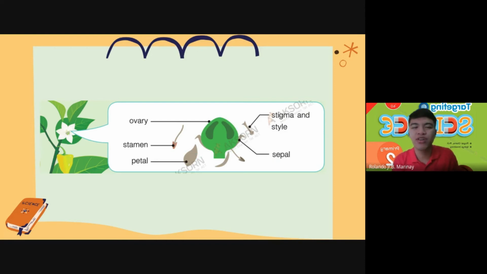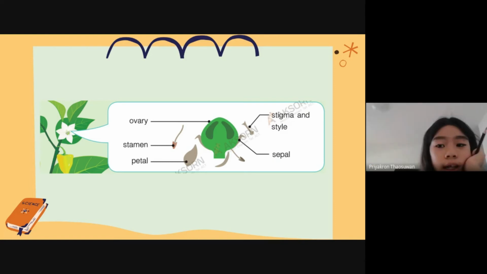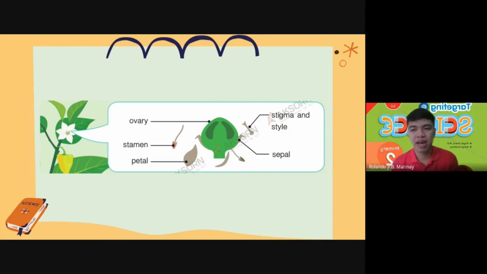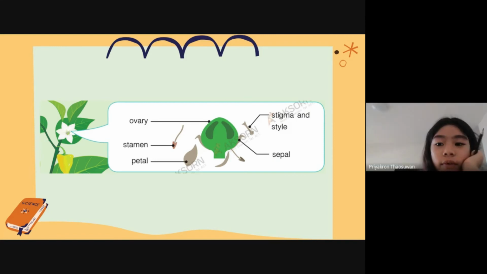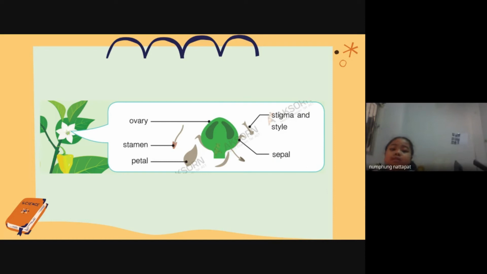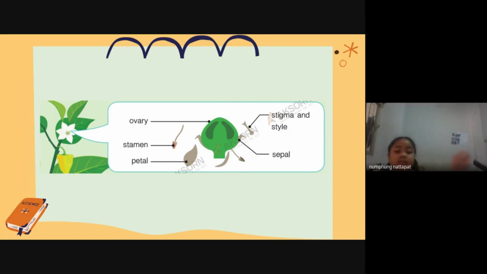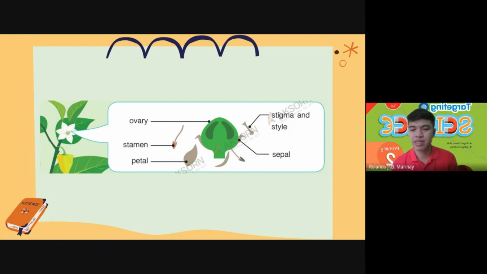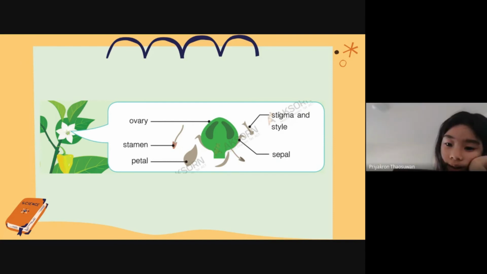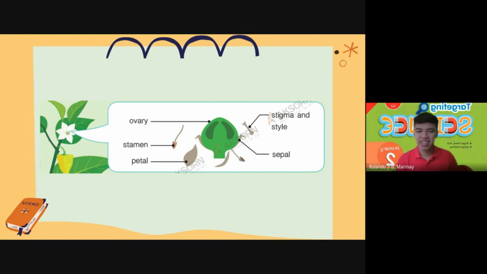Remember the ovary, everybody, will become fruit. Repeat after me. The ovary will become fruit. The ovules will become seeds. Very good. The ovary will become fruit, and then the ovules will become seeds. You have to remember that.